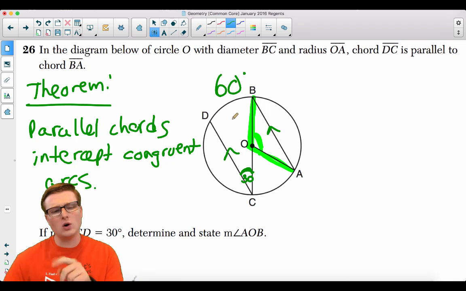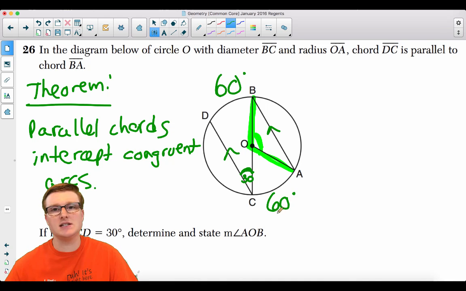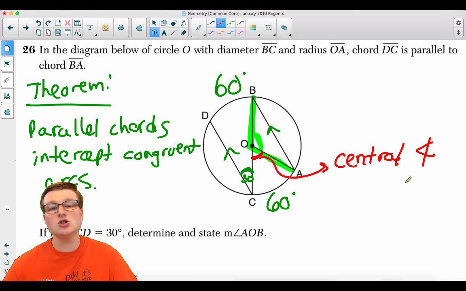Now, I just said before that parallel chords intercept congruent arcs. So if this is 60, arc AC is also 60 degrees. But what does that tell us? Well, it tells us what this angle is over here. That red angle is a central angle, and a central angle is equal to the arc it intercepts. See how this angle touches arc AC? So this angle over here is actually 60 degrees.